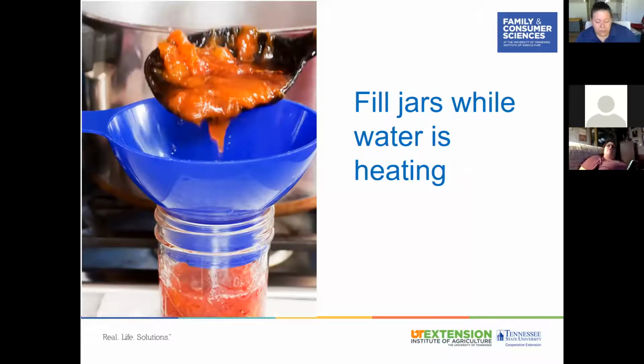You also want to fill your jars while the water is heating. You also want to pay attention to headspace. Headspace is the space between the top of the food product and the lid. Usually a 1/4 inch of headspace is needed for jams and jellies, 1/2 inch for fruits and pickles, and then 1 inch is typically used for vegetables or low acid foods. But your recipe will tell you the exact headspace that's needed for that particular food product.